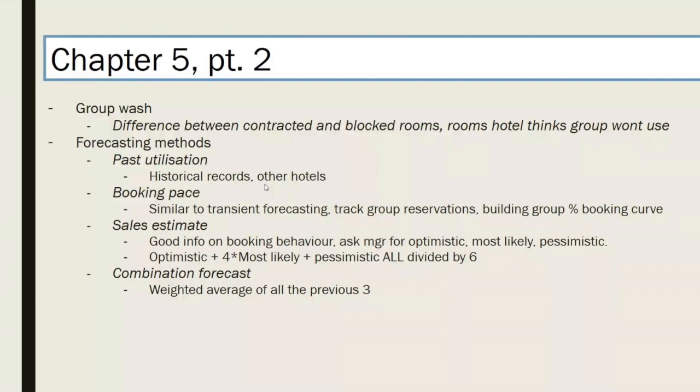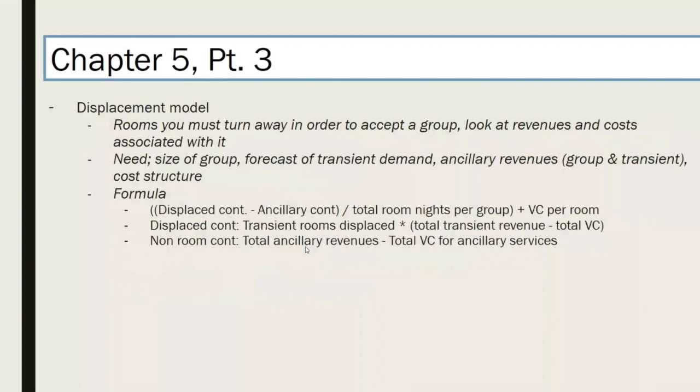And the final one is the combination forecast, where you have a weighted average of all three. Say if you believe the sales estimate method is the most accurate, you would put a higher weighted average on the sales estimate. You would put a lower weighted average on things like booking pace if you believe it's not really accurate, and so on until you get the ideal number. So again, weights may vary. For the combination forecast, the weight of each method may vary depending on the expertise of staff and the way the hotel functions.